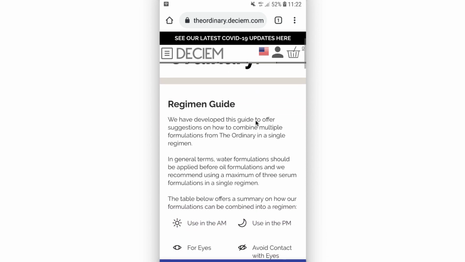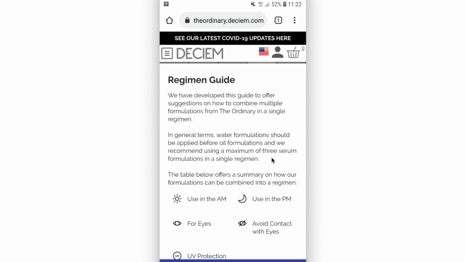If you scroll down a bit, it also gives you a brief introduction about the Ordinary products and how you can use them, which is important if you want to know more about the different formulations and how you can properly layer them to set up your skincare routine. The Ordinary is well known for their different formulations, and therefore you can, for example, combine multiple formulations from the Ordinary in a single regimen. That's totally fine. What's important is that you know how to properly layer them.